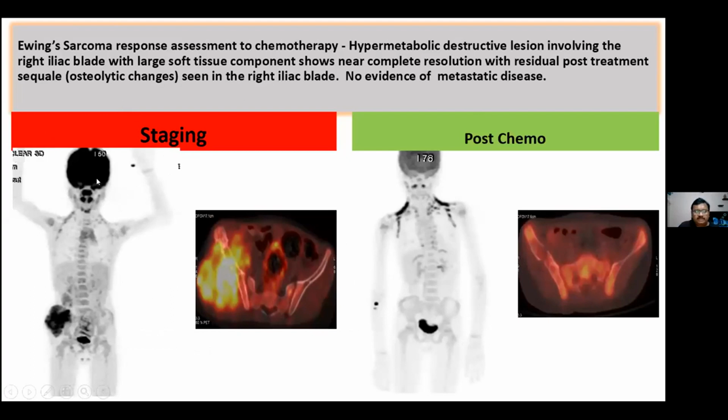What we are seeing in the staging, there was not much brown fat uptake when he comes post chemo. This is all brown fat uptake here. But the lesion, if you see this lesion, there are telltale sequelae. You are seeing some osteolytic lesion here, but compared to the staging, the lesion is grossly shrunk in size and metabolic activity, and there's no uptake.